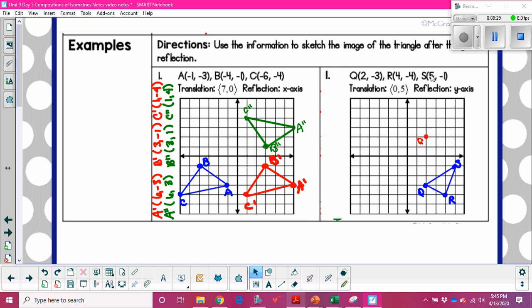All right, R, which is at 4, -4, is going to slide up 5. So -4 plus 5 is 1. So it is going to be at 4, 1. That's R prime. All right, and S, which is at 5, -1, will slide up 5. So -1 plus 5 is 4. So S prime is going to be at 5, 4. And just connect the dots real quick.